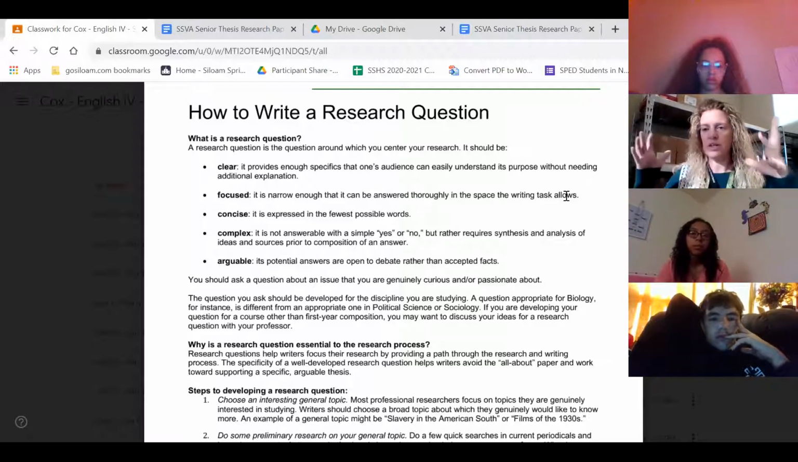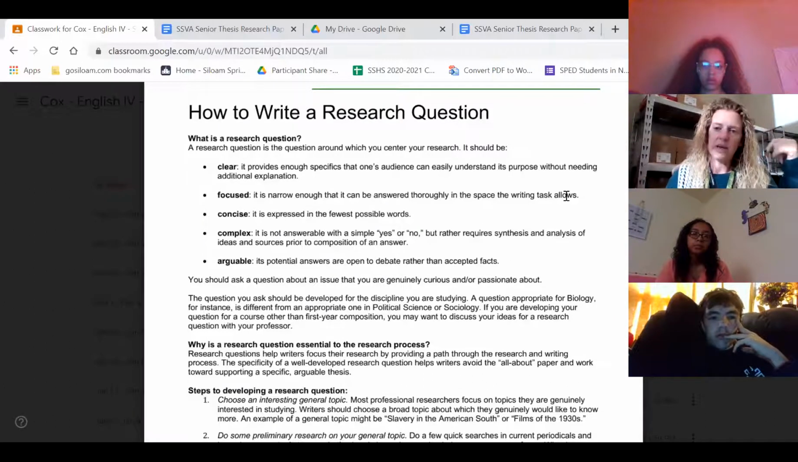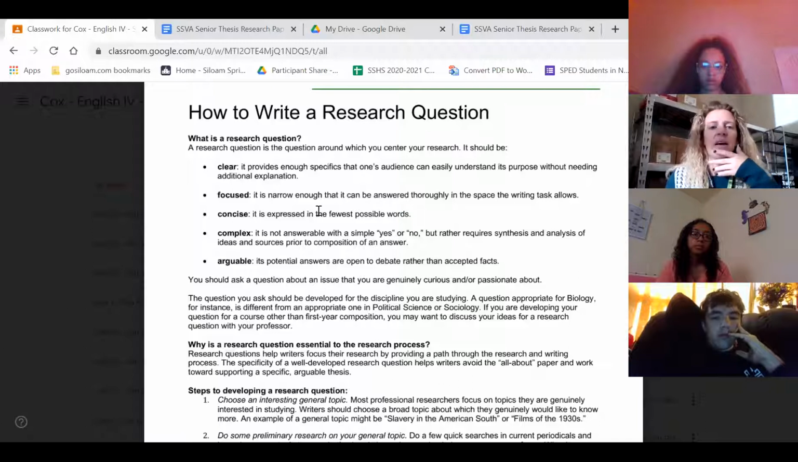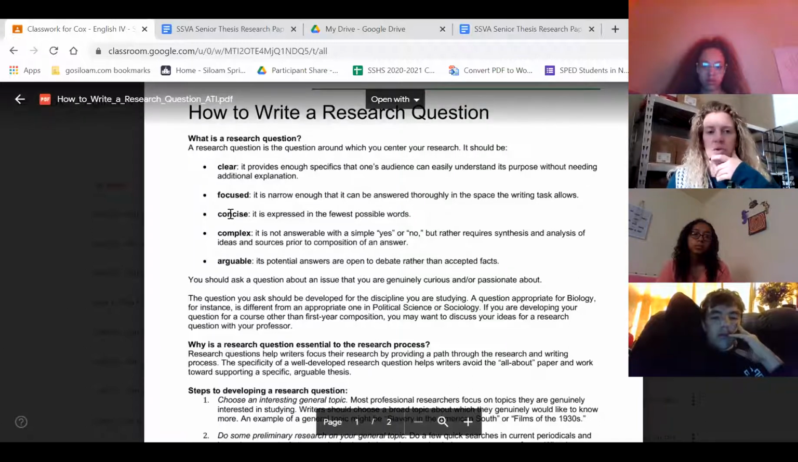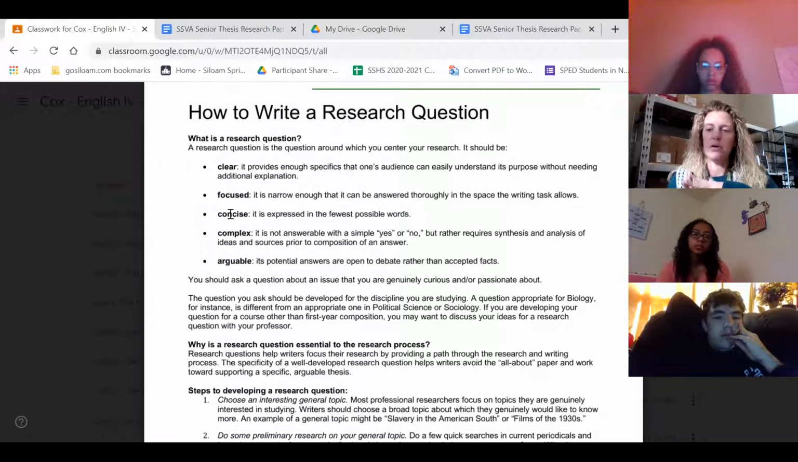So it can't be too broad to where you would have to write a 40-page paper about, okay? Because I've had to do those and you don't want to make it too broad, all right? So yours being a 3 to 5 page paper, you need to make it focused enough to where it's only within that 3 to 5 page paper range, okay?